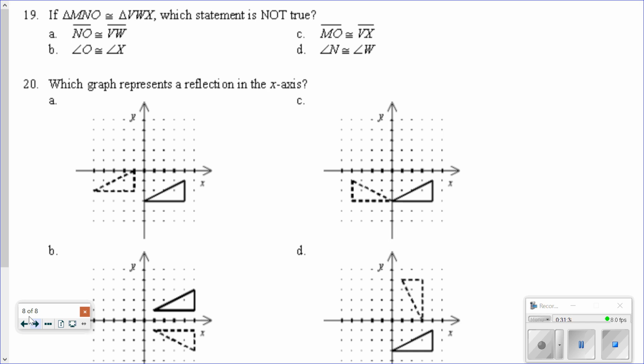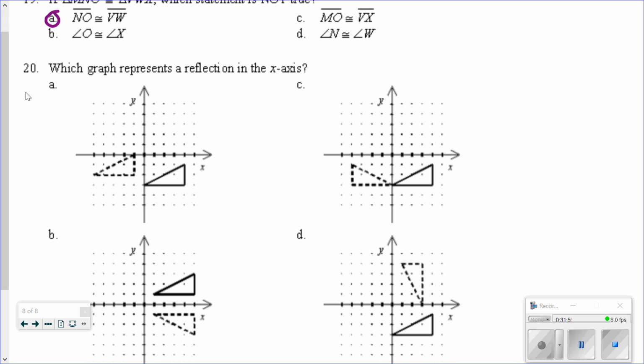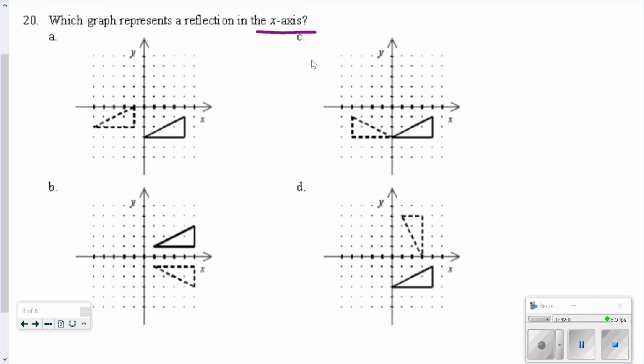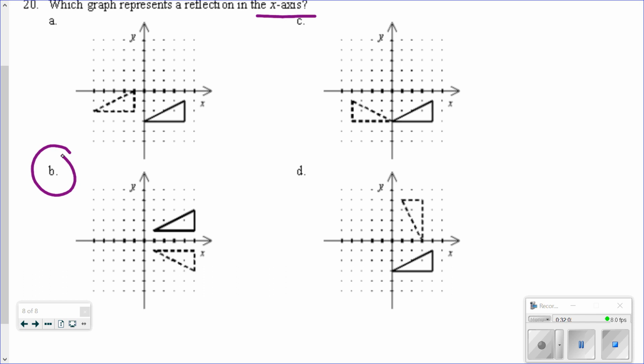All right, almost done. So 19: if triangle MNO is congruent to triangle VXW, which statement is not true? It's not true that A, segment NO is congruent to segment VW. And once again, you could sketch this out and see. And finally, which graph represents a reflection in the x-axis? That would be B here.